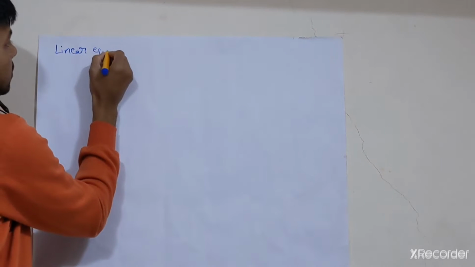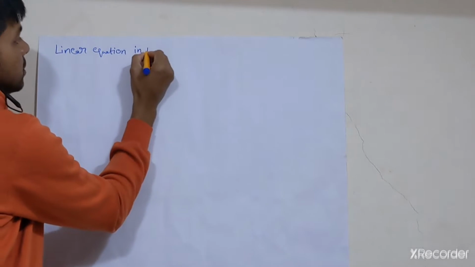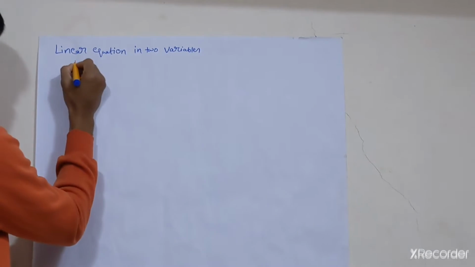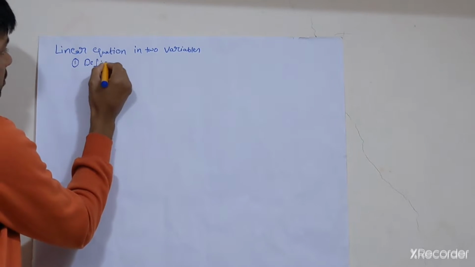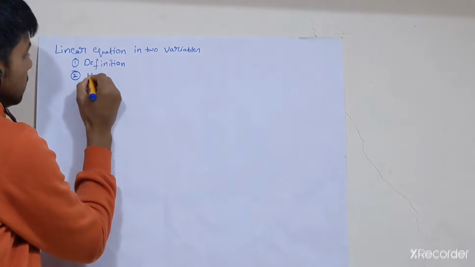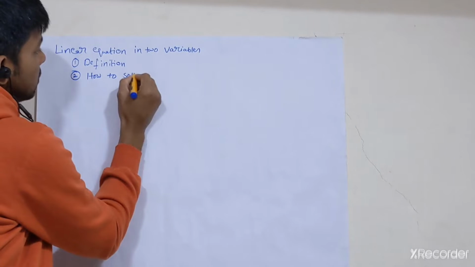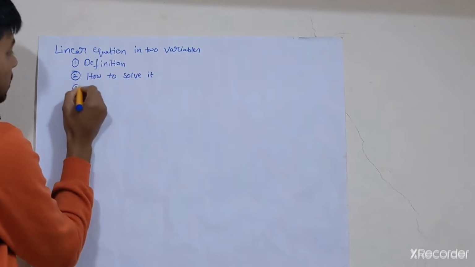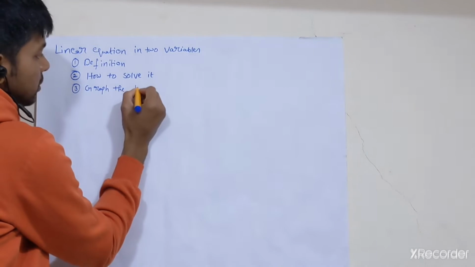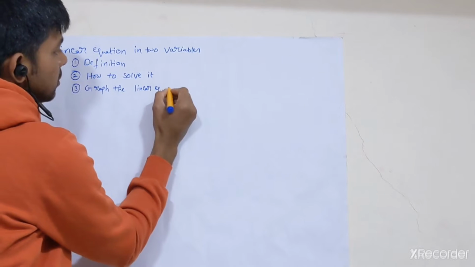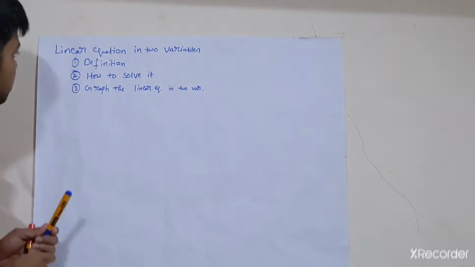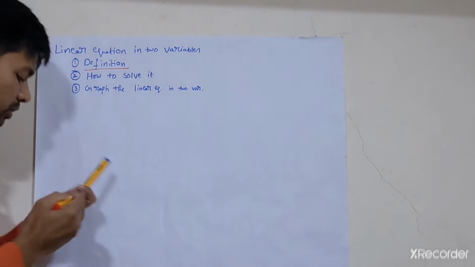Linear equation in two variables. First we will see the definition, and then we will learn how to solve the linear equation, and then we will graph it. Graph the linear equation in two variables. So first we will see the definition of the linear equation in two variables.